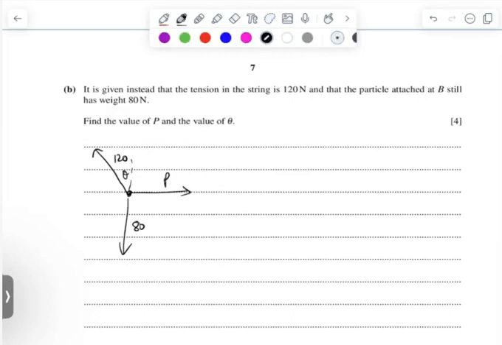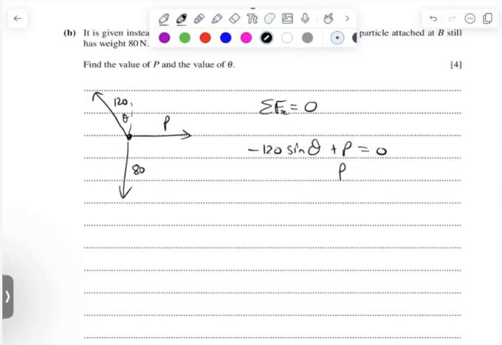It would have to be though. Otherwise, it would have to give us more information, I think. Okay, sum of my forces in my x direction is 0. So I've got minus 120 sine theta plus p is equal to 0. Okay, and sum of my forces in my y direction is 0. So I've got 120 cos theta minus 80 is 0.